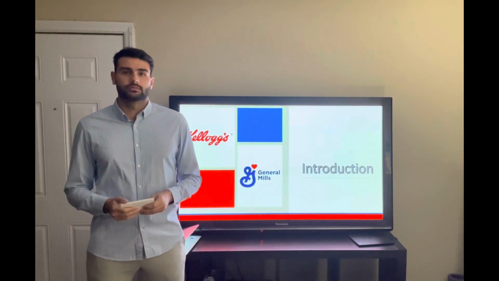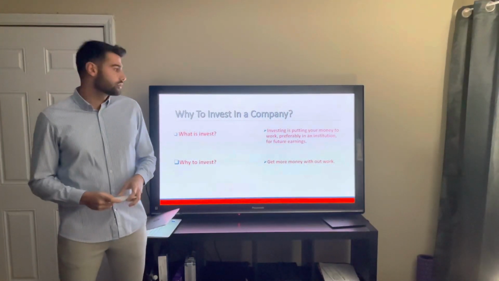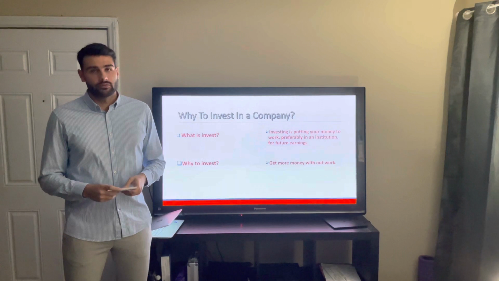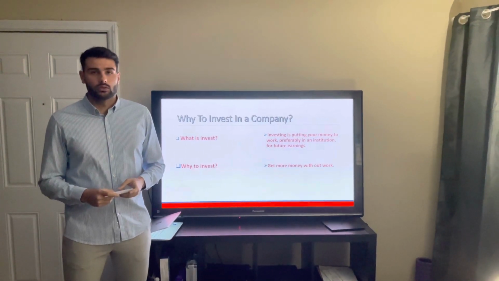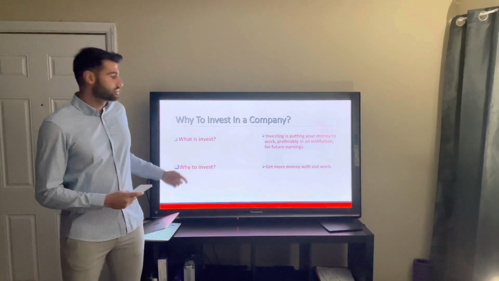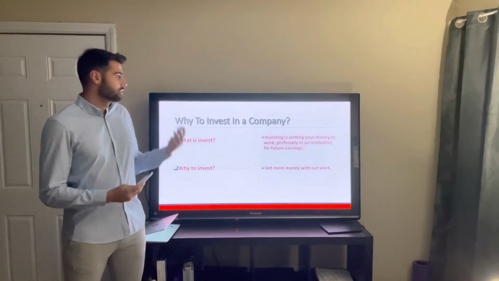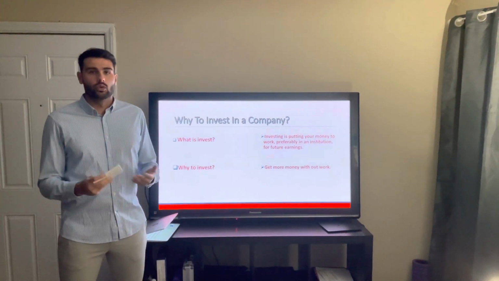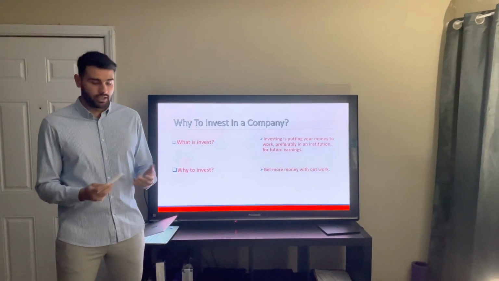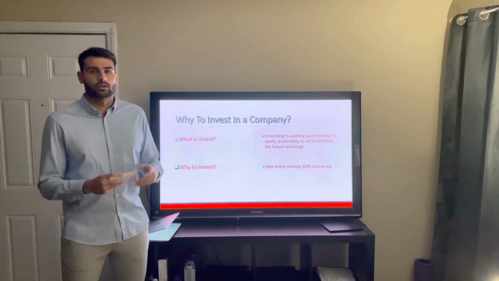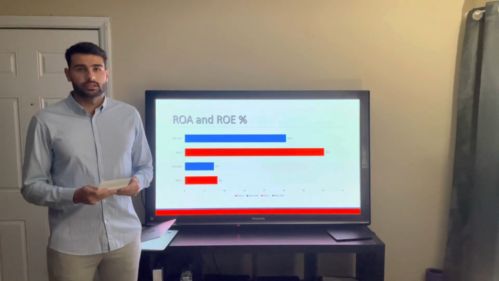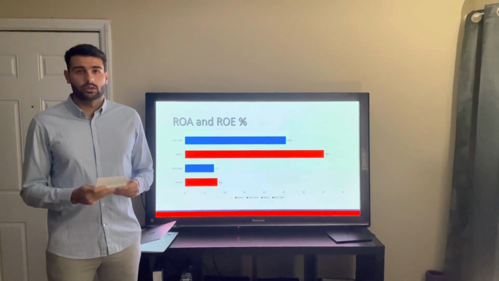To answer the question of why to invest in a company, or which one we choose, first we have to know what investing is and why to invest. Investing is putting your money to work, and the reason to invest is getting more money without working. As you can see, Kellogg's company has a better percentage in return on assets and return on equity.